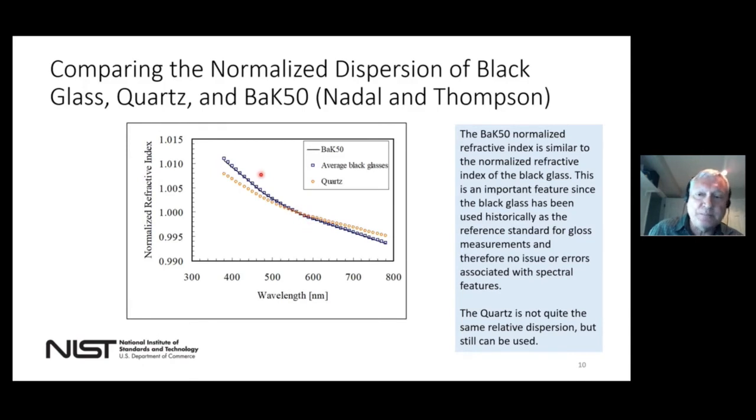And you can see that the dispersion of the BAK50 basically overlays that of the black glass, which is the historical standard. And having the similar dispersion means there would be no issues or potential errors arising from spectral features, as I mentioned before. But the quartz isn't quite the same, but it's not bad, and it still can be used.